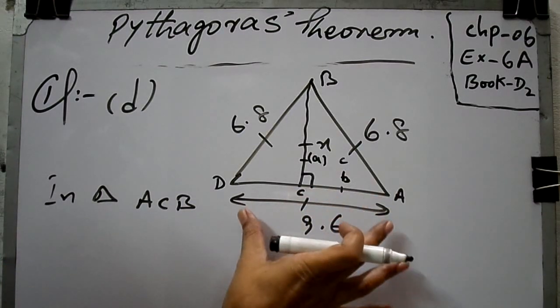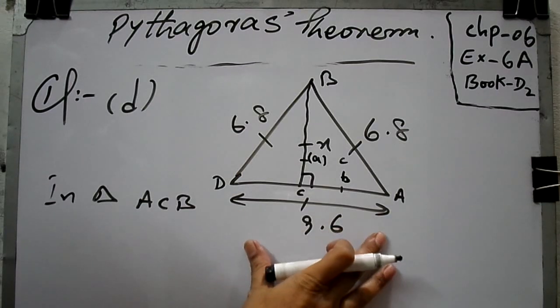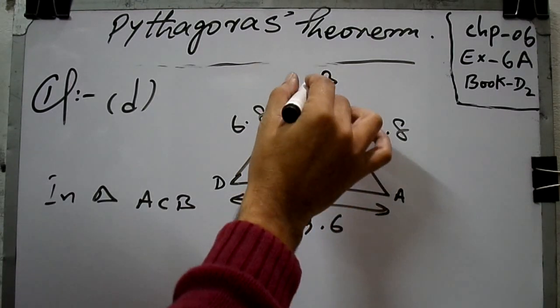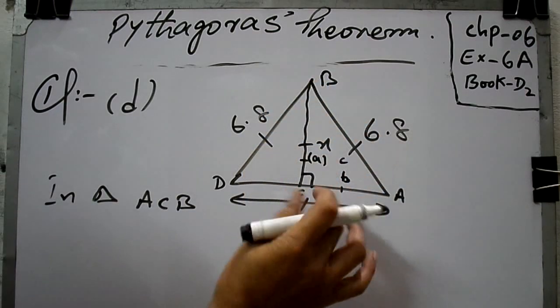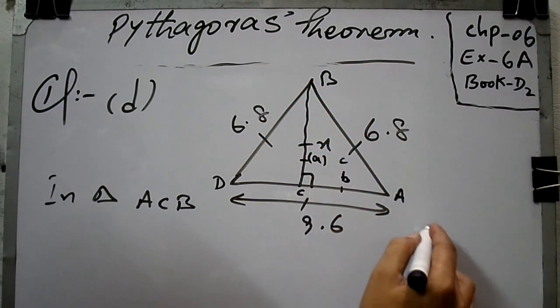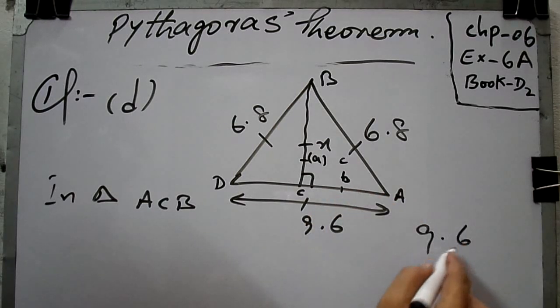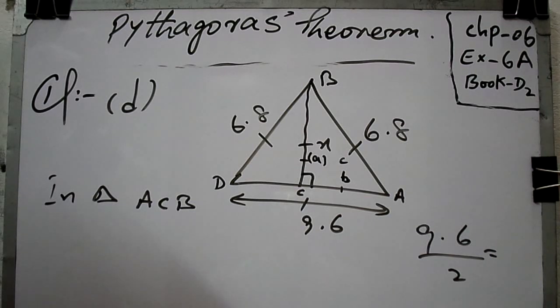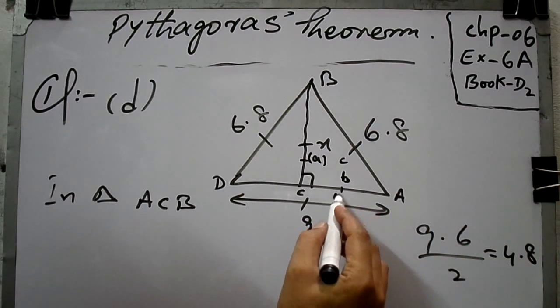How can we find it? The whole length is 9.6. We have to divide it into two equal parts, because the perpendicular from the vertex must divide the base into two equal parts. So 9.6 divided by 2, you can use a calculator, that is 4 point something. You will get 4.8. So this side is 4.8.